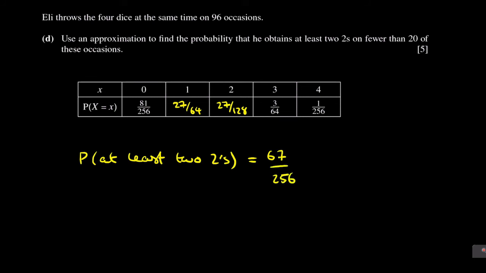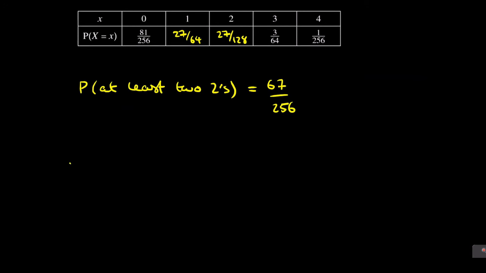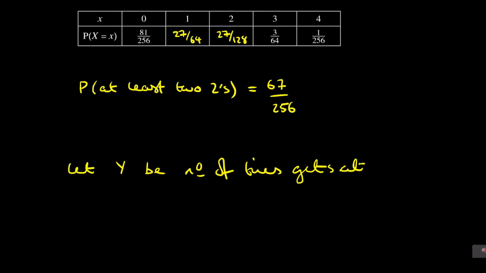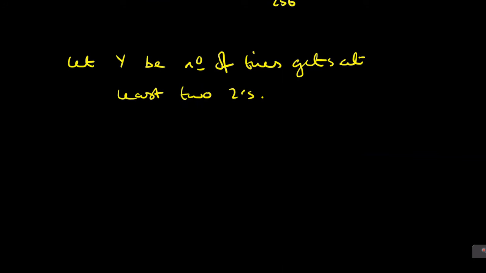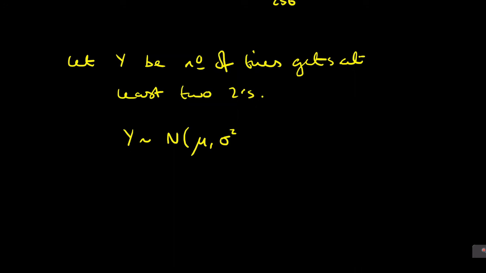Well, then what we want to do is find the different distribution, which I'm going to call y. So we're going to say let y be the number of times that the person gets at least 2 2s. And if this is the case, then we know that y can be approximated with a normal distribution, right, with some mean mu and some variance sigma squared.